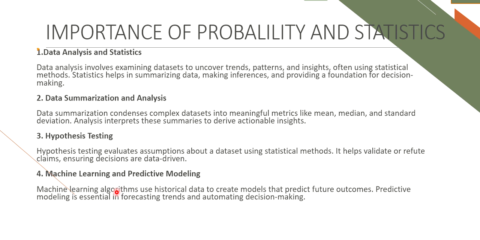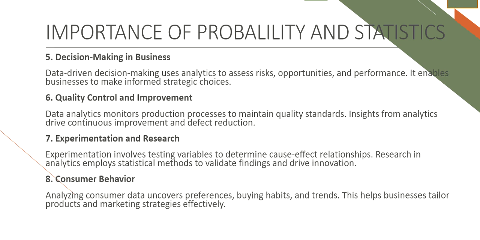We need not sit and draw conclusions. There are algorithms which create a model, and they will automatically give you the decision. Based on this, you can move further. So this is about machine learning. And next we have decision making in business. In order to do decision making, statistics and probabilities are important, because after drawing the conclusion, you can make some decision.